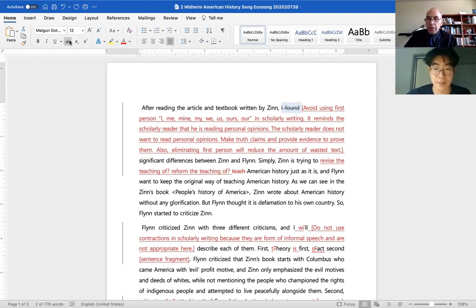Also, when I make suggestions in terms of how to maybe rephrase something a little more clearly, I often make two suggestions because I think it's better for the student to think about what they would want to say, because if they have to think about what they want to say, how they want to say it, they're more likely to learn. So either one's okay. So simply, Zen is trying to revise the teaching of or reform the teaching of.